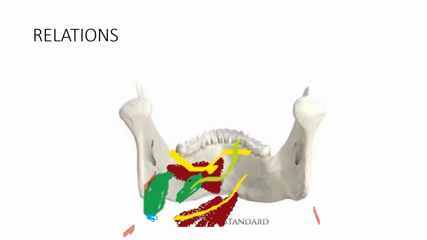Then the medial side. The medial side you have to divide into three portions. Number one is the mylohyoid. Number two is the hyoglossus. Then, going back, you have your styloid. Styloid attached muscles are styloglossus and stylohyoid. That's all about the superficial relations.